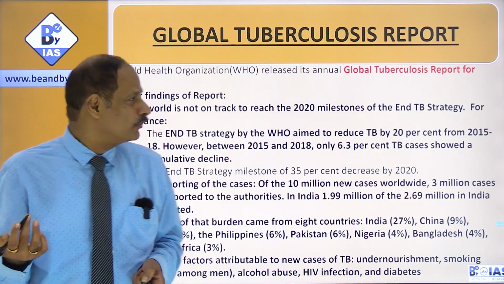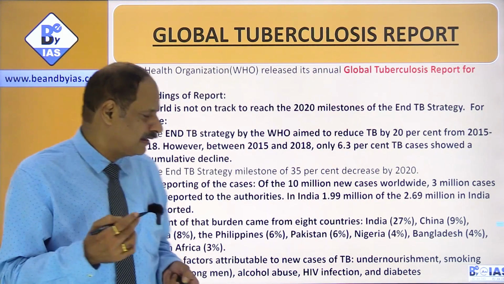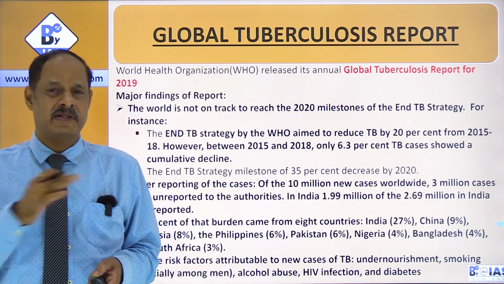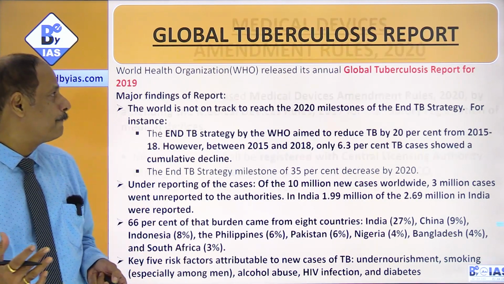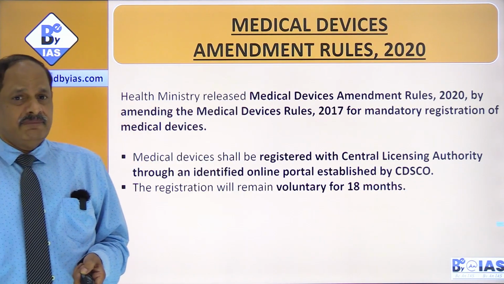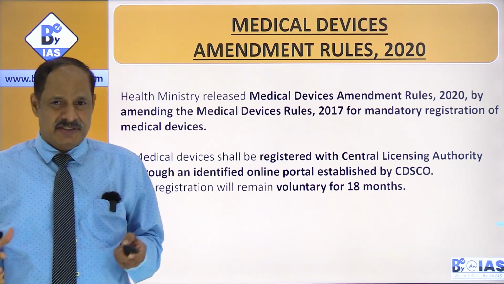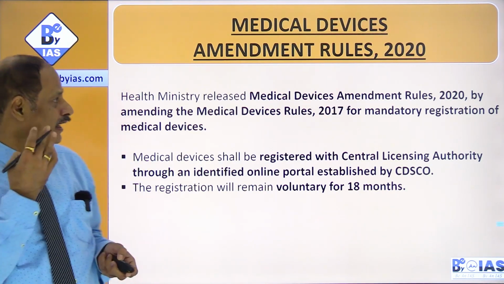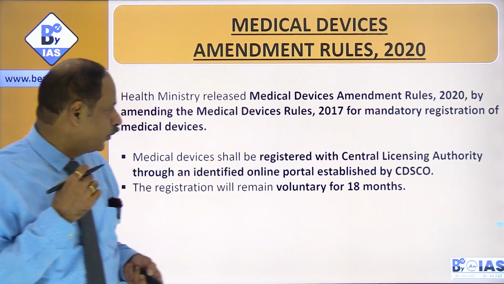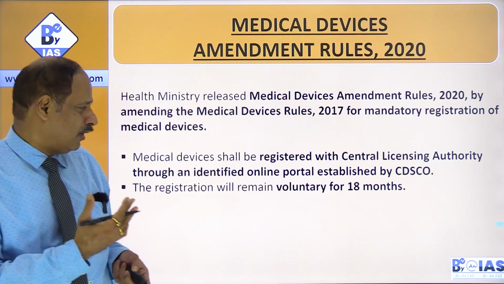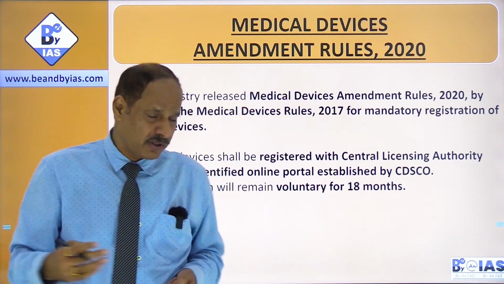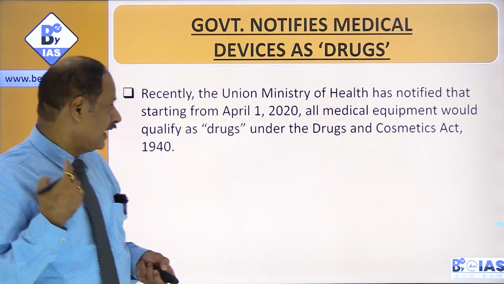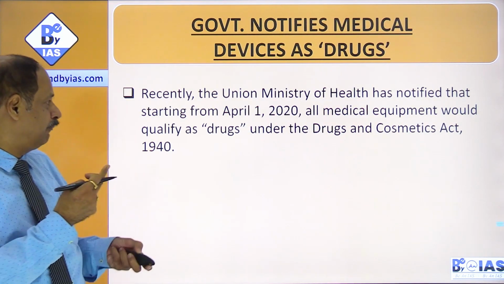And then the Global Tuberculosis Report says that we are more or less on track. So you understand what the various provisions and achievements are as far as the TB program is concerned. Then, as I told you earlier, there have been some legislations and a lot of activity happening as far as disease control is concerned. Medical Devices Amendment Rules have come, so you should be very clear what the various provisions in this are, and you should also know what CDSCO is. Then also the government notified medical devices as drugs. This is another very important development.